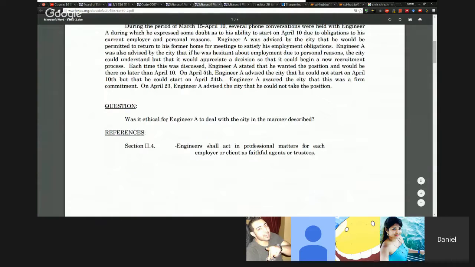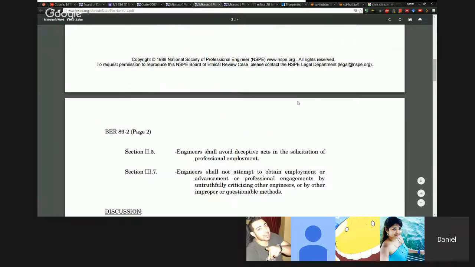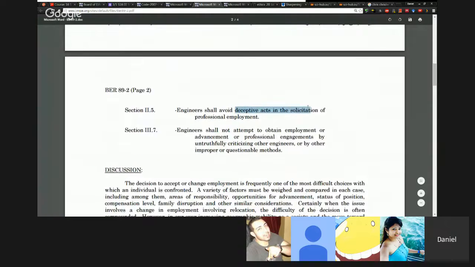So again, the question is, was it ethical for Engineer A to deal with the city in the manner described? And again, the Code of Ethics says that in dealing with employers and clients as faithful agents and trustees, do not be deceptive.